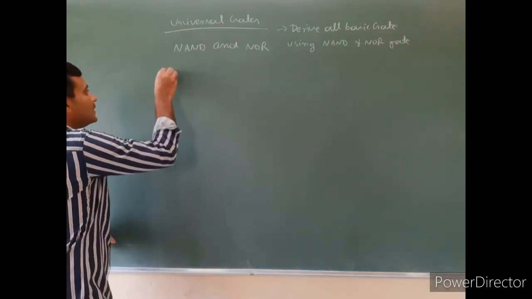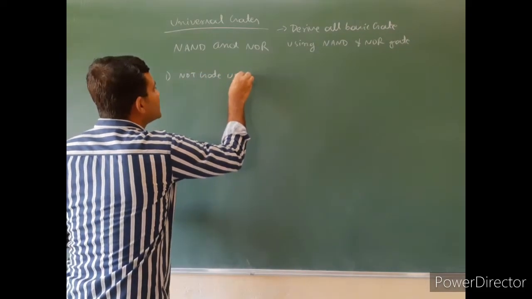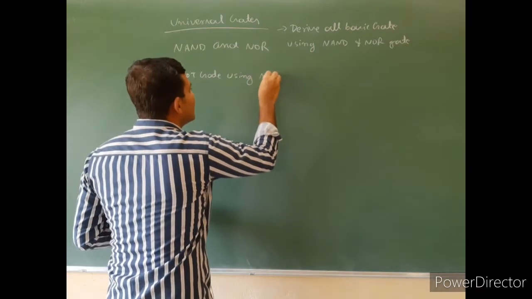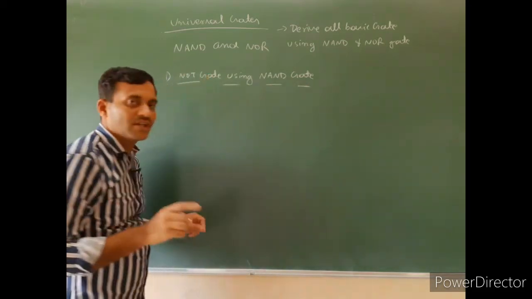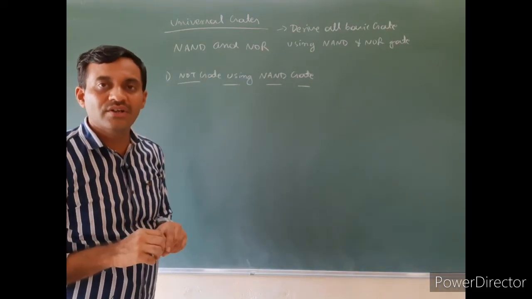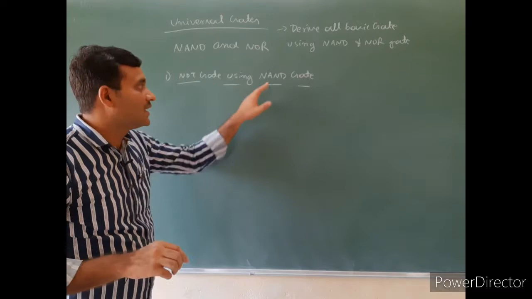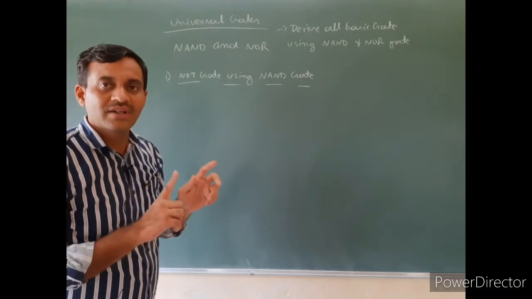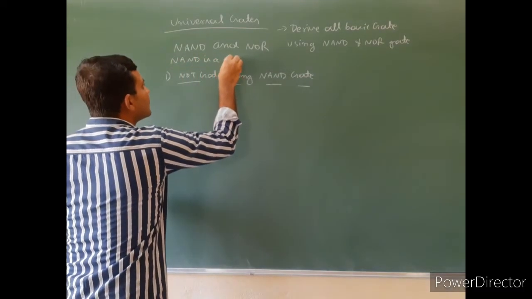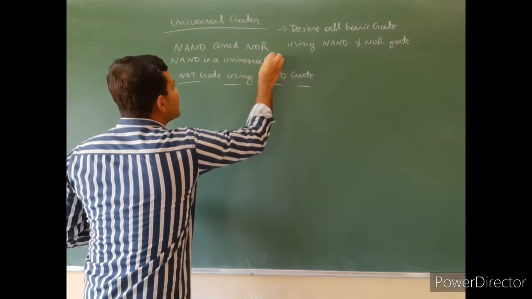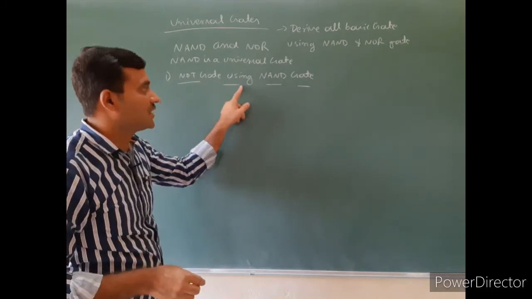See case number 1: NOT gate using NAND gate. What do we prove here? We prove that NAND is a universal gate. How to prove NAND is a universal gate? Using the NAND gate, we have to derive the NOT gate, AND gate and OR gate, so that NAND is a universal gate. That is our case. That is case number 1. We have to prove the NOT gate using the NAND gate.